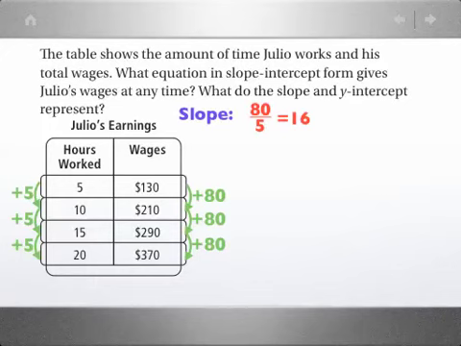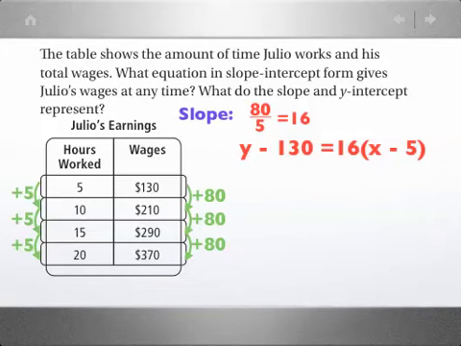We should be thinking, since this is the lesson over point-slope form, that we could use any point that's given in the table. So we could use the point (5, 130), (10, 210), (15, 290), or (20, 370). And let's go ahead and take one of those points. I'm going to choose (5, 130), and I'm going to use that point to write an equation in point-slope form. When I do that, I get y minus 130 equals 16 parentheses x minus 5.